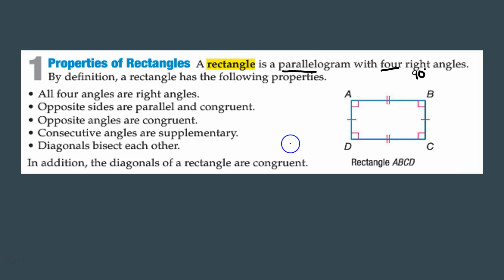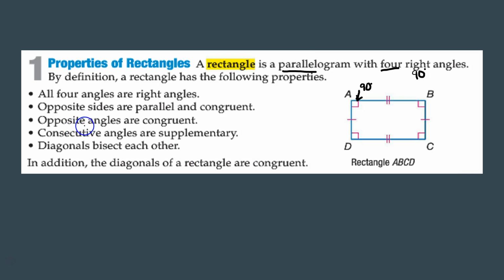So then it also has some conditions. Our first condition is all 4 angles are right angles. Remember, this is a symbol for 90 degrees. I'll just make a little note here, 90 degrees. These are all 90 degrees, so perfect. Opposite sides are parallel and congruent. So side AD is congruent with side BC, it's parallel and congruent. And side AB is congruent and parallel to side DC.